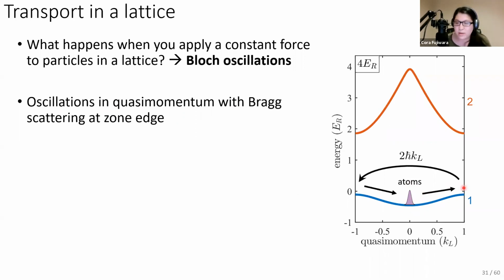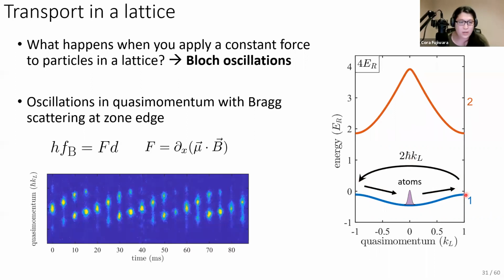And it turns out what's going to happen is it scatters against some of these lattice phonons and then continues along its merry way like this. And so this is going to create a characteristic sawtooth evolution in the quasi-momentum. And we can go ahead and do this in the lab.